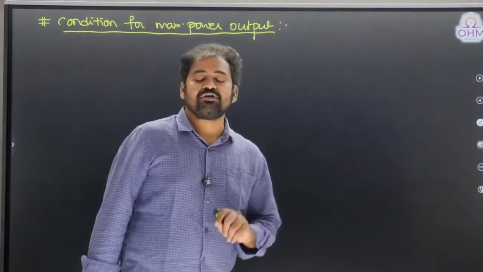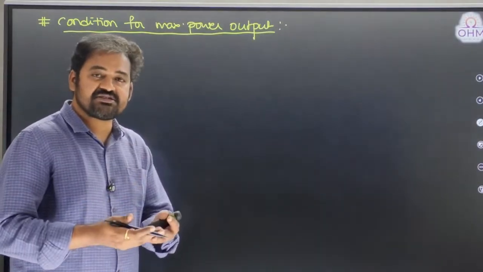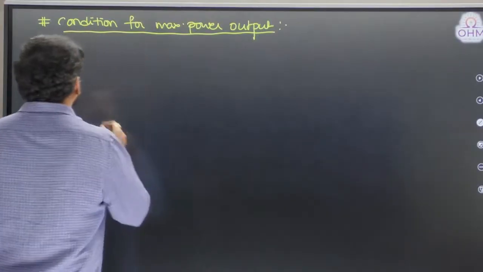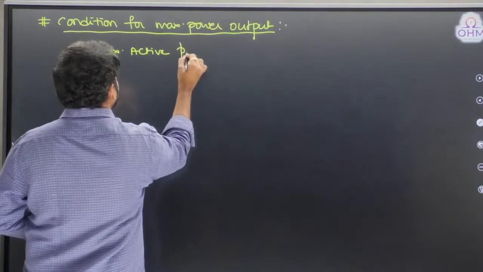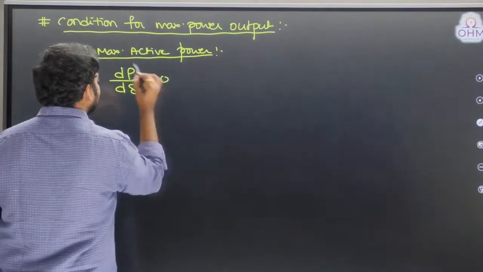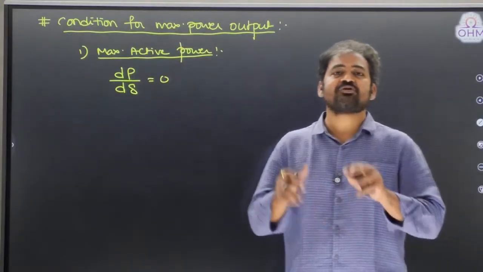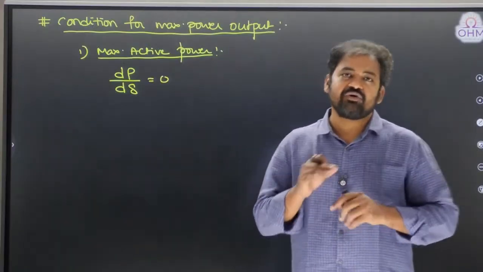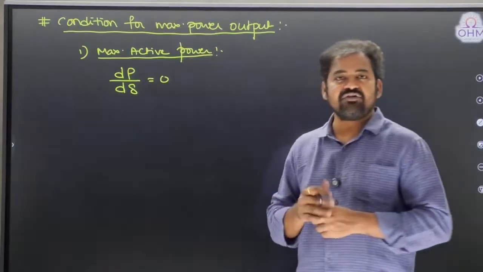So first we will try to understand when armature resistance is considered, what are the conditions? When armature resistance is neglected, what are the conditions? First of all, how to identify the condition for maximum power? Very simple. To find the condition for maximum active power, differentiate the active power equation with respect to load angle and equate it to 0, because we wanted to find out the condition for maximum active power with respect to load angle. That means at what load angle active power will be maximum. That is what we wanted to identify. So therefore, differentiate this active power value with respect to load angle and equate it to 0.